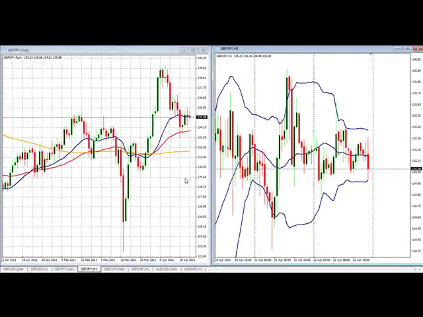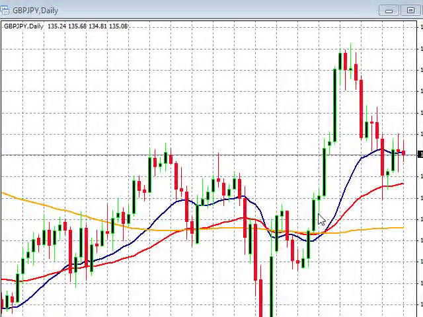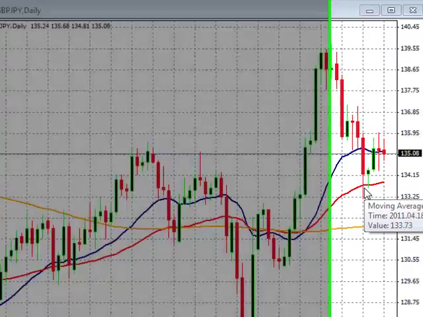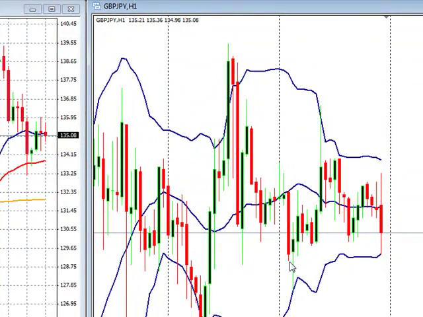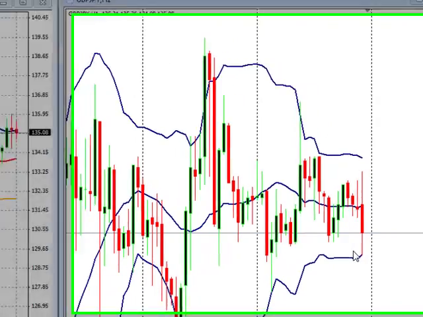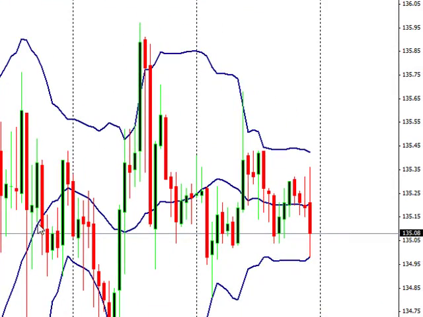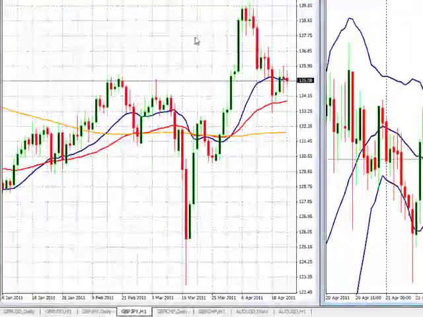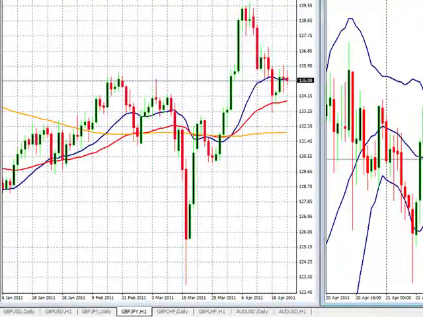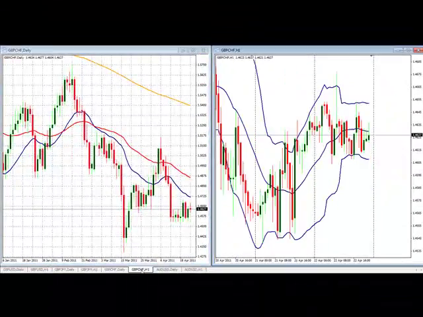Our pound yen, one of the things we talked about is that we've backed into this range and not really sure which way this one's going to go. I might be interested in it if we break below the wicks here, but I mean, just look at this. You can see the choppiness, and I don't see a real reason to trade that. So we'll pass on that for right now.